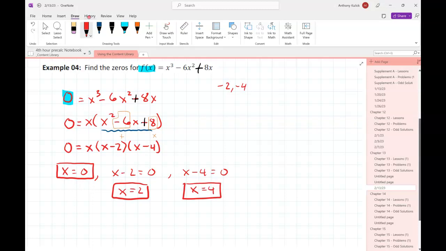So how many zeros did I find? 3. What's the most zeros I could have found in this problem? 3, because that's the degree for the polynomial. So do I know I found them all? Yeah, because the number of solutions match the degree. I know there can't be any more. I found them all. Yay!